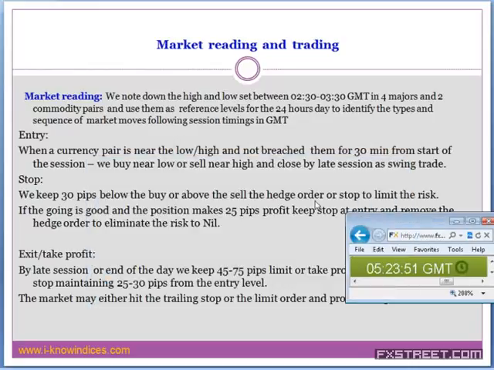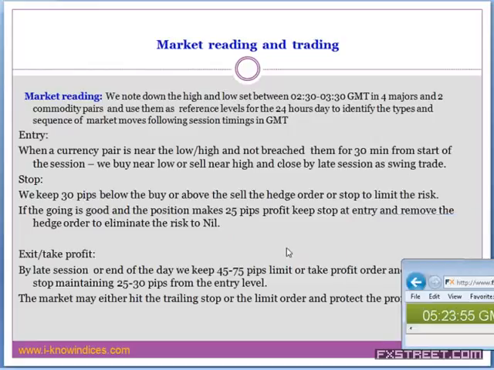Always use the stop or the hedging order to limit the risk, especially during this particular volatile time. And once the position makes about 25 pips profit, keep the stop at entry so that there is no risk. And then subsequently, use the trailing stop to protect minimum profit and a trailing take profit order in order to maximize the profit.